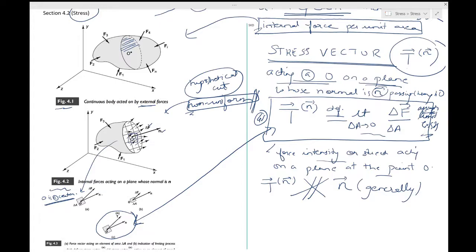So you can always question why this limit exists. This is how it works. In a real material, the delta F will continuously and smoothly decrease with delta A, and hence this limit can exist, but delta A must be large with respect to the microstructure.